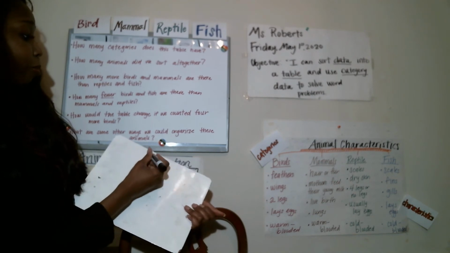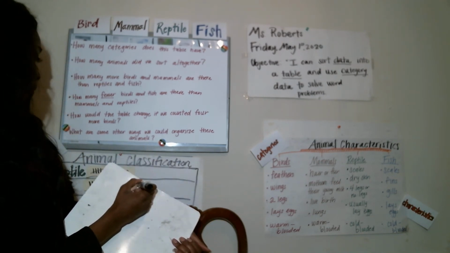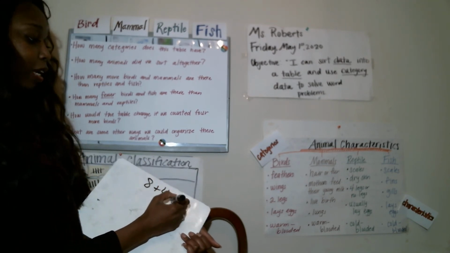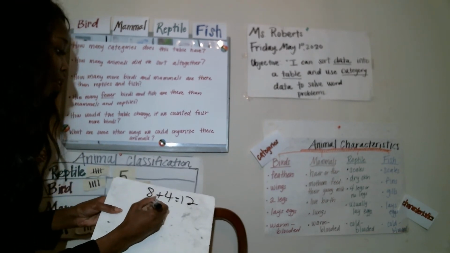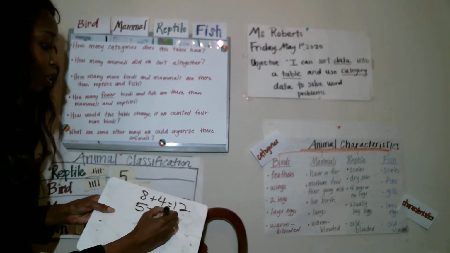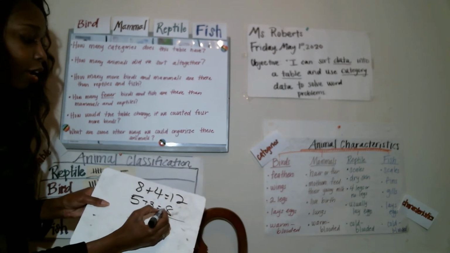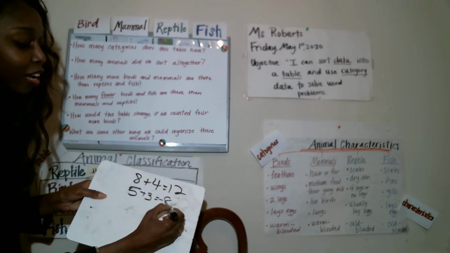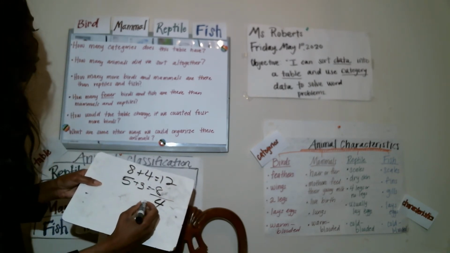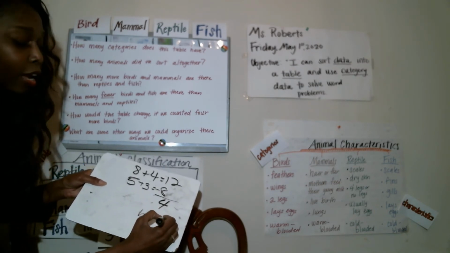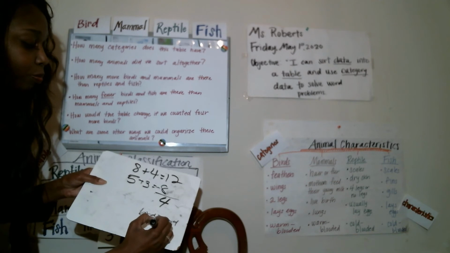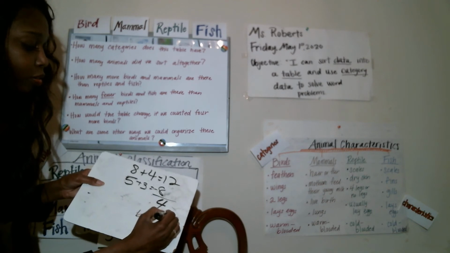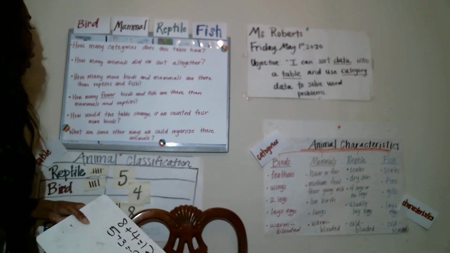So let's have birds and mammals. We have 8 mammals and 4 birds, which makes 12. We have 5 and 3, which makes 8. Then we subtract 12 minus 8 is 4. We have 4 more birds and mammals. Very good. Now the next one.